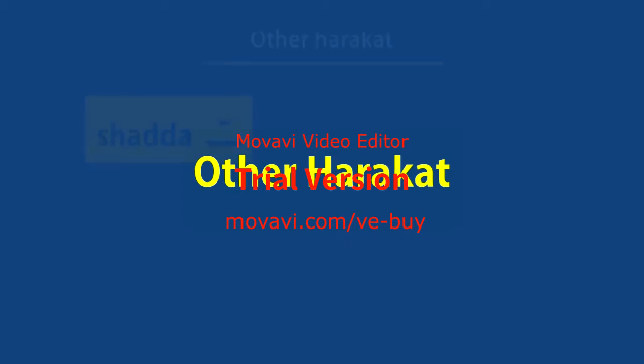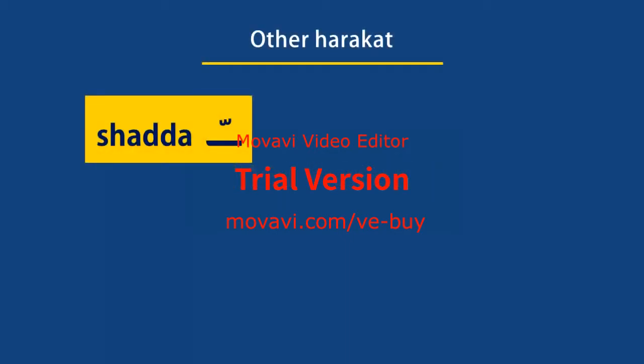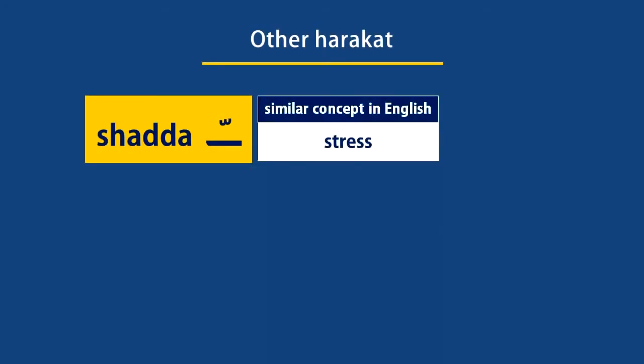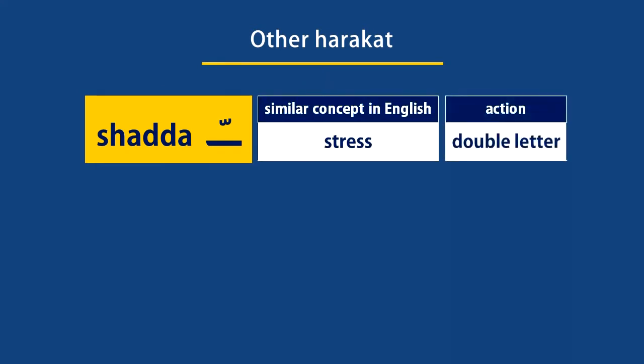There are some other harakat which are important to learn. We will consider two of them today and leave the others for next classes. The first one to learn is shadda. Shadda looks like the English number 3 facing a ceiling. It is equivalent to the stress in English pronunciation, and it simply refers to a double letter. Let's have an example of it.